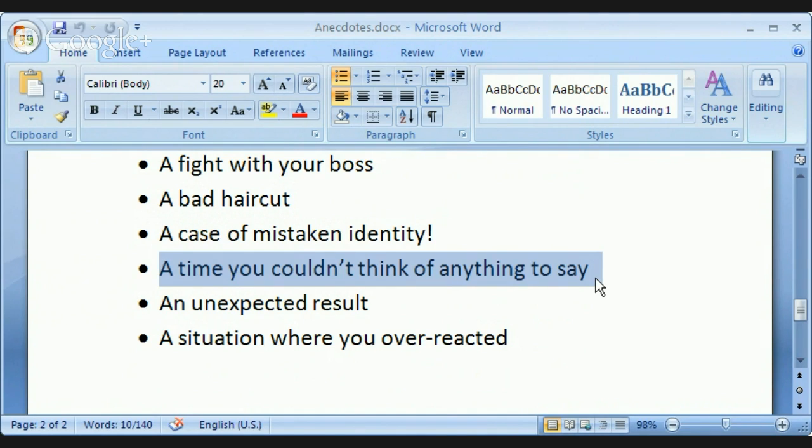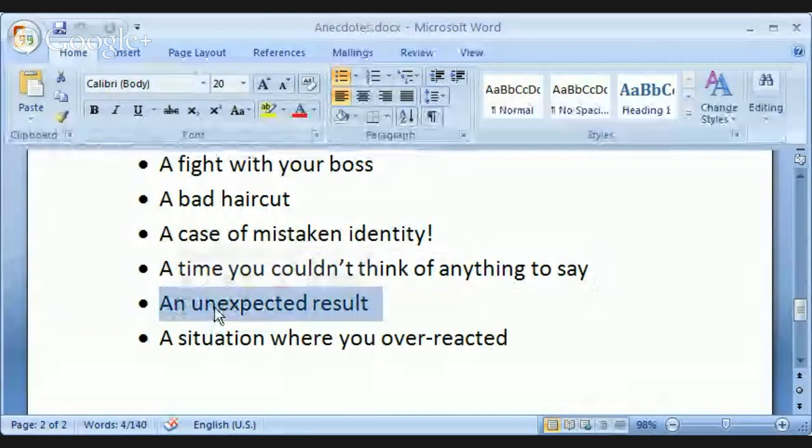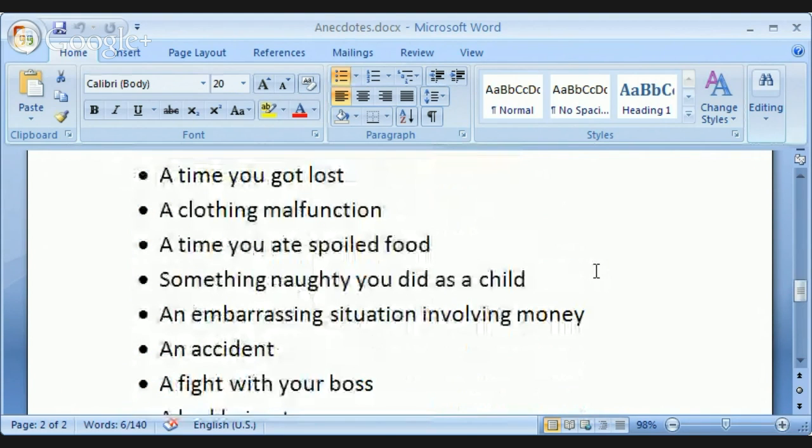Okay. These are just examples of possible things you could tell a story about. A time you couldn't think of anything to say. Unexpected results. Very much fodder, or useful material, for telling an anecdote. A situation where you overreacted. Also very amusing, when your response was totally not appropriate to a situation. These are just some possible ideas that you can work with to tell a story. That's all we're going to do. Tell a story, and I'll give you feedback on sentence structure, vocabulary, etc. And if I can, I'll help you out if you get stuck.